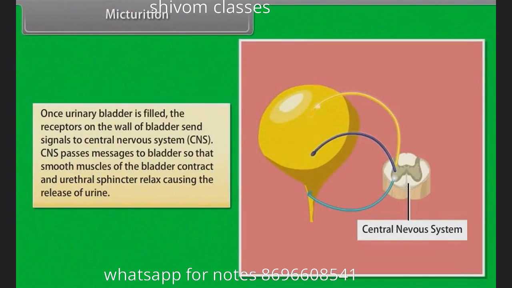Once urinary bladder is filled, the receptors on the wall of bladder send signals to central nervous system. CNS passes messages to bladder so that smooth muscles of the bladder contract and urethral sphincter relax, causing the release of urine.